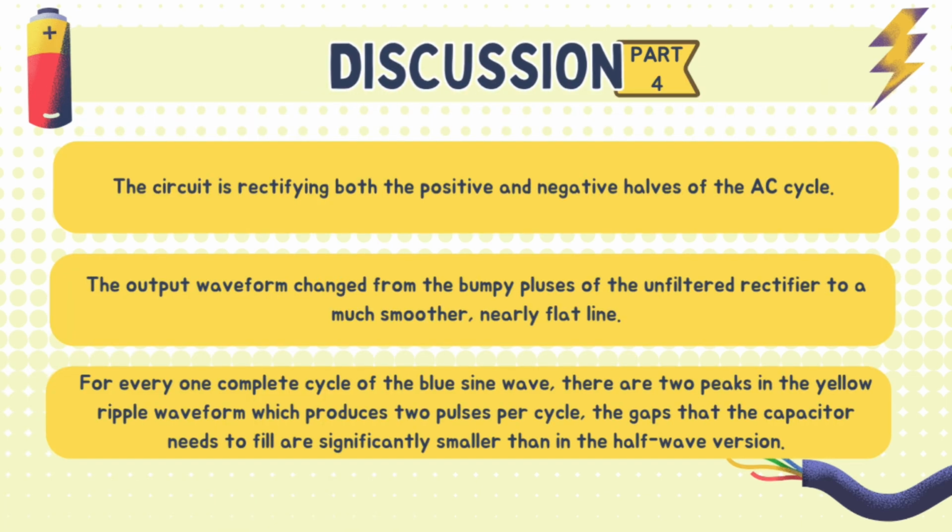The output waveform changed from the bumpy pulses of the unfiltered rectifier to a much smoother, nearly flat line. Because it is a full-wave rectifier, for every one complete cycle of the blue sine wave, there are 2 peaks in the yellow ripple waveform, which produce 2 pulses per cycle. The gaps that the capacitor needs to fill are significantly smaller than in the half-wave version. The result shows that when the capacitor is increased from 22 microfarad to 100 microfarad, the following was observed.